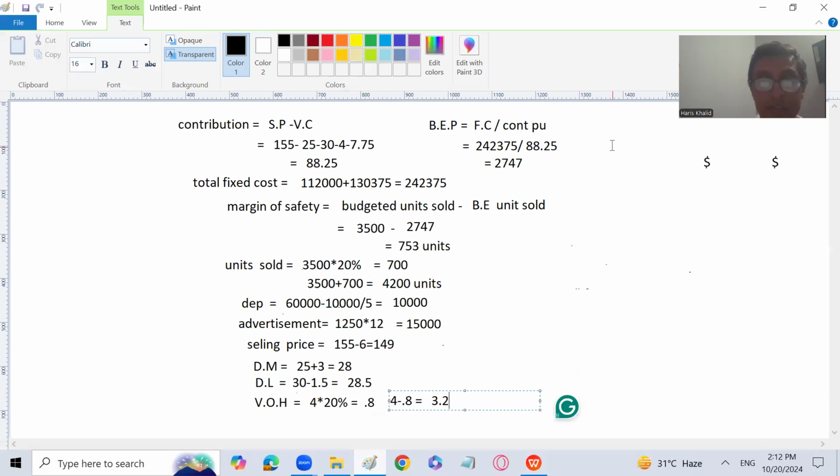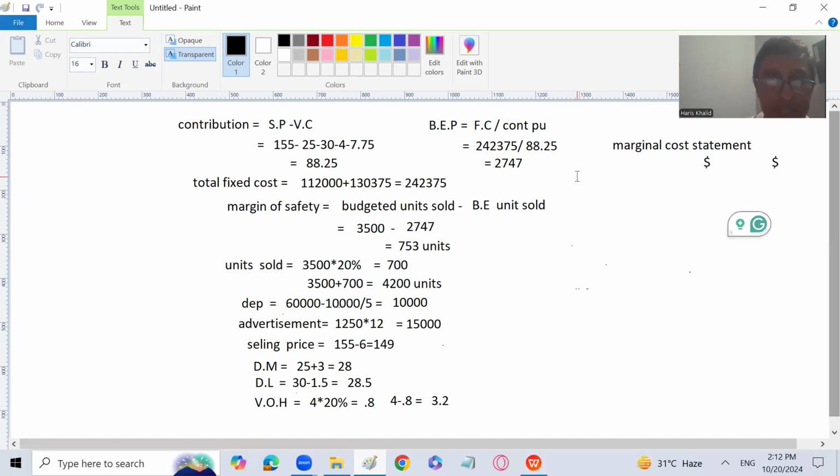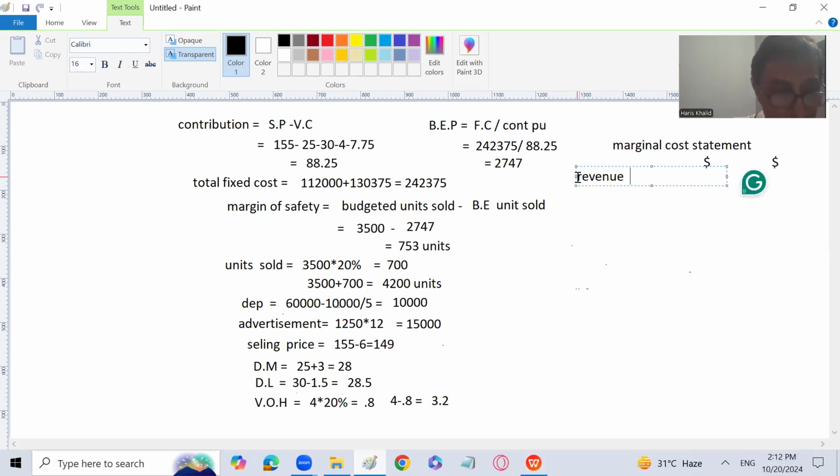Now let's prepare the marginal cost statement. Sir, you didn't discuss about sales commission. I will discuss during solving of the question, so that you may not find it difficult. So we'll start for the first question with revenue. So 4,200 is now the unit sold, and the selling price is going to be 149. So let me calculate it. 4,200 into 149, 625,800. So the amount of sales is going to be 625,800.